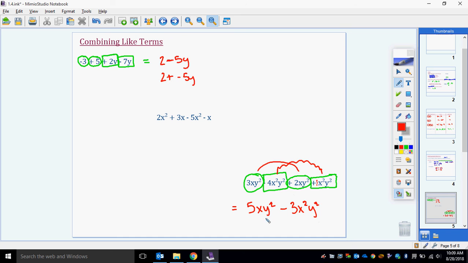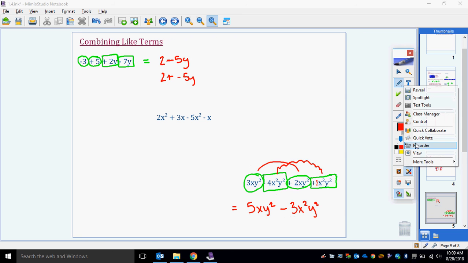And that's all the further I can go. It's my final answer. I can't combine those anymore. Do not subtract 3 from 5 because those aren't like terms. I can't combine them. Okay, so pause the video. Go ahead and try the middle one.